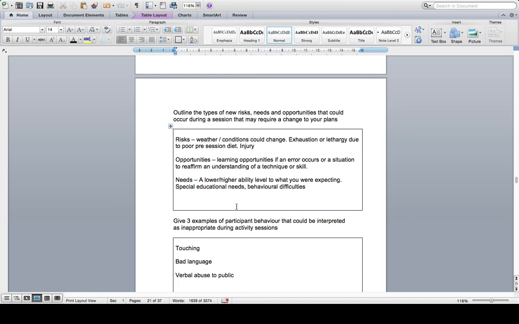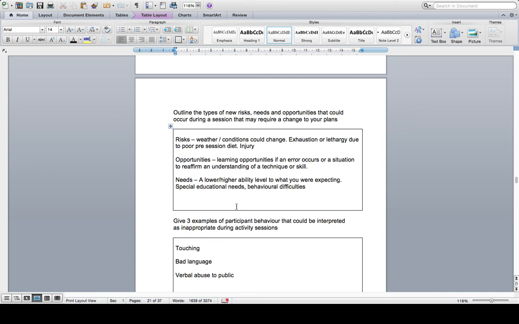All right. Obviously, another risk which you'd have to change your plans for is if you're outside, it's hot, or if you're indoors and it's hot, and your participants are getting exhausted, or they've not eaten properly beforehand. You'll find that out during the session. Or if someone gets injured as well, you have to change your session then, obviously. Okay. Moving on to opportunities.